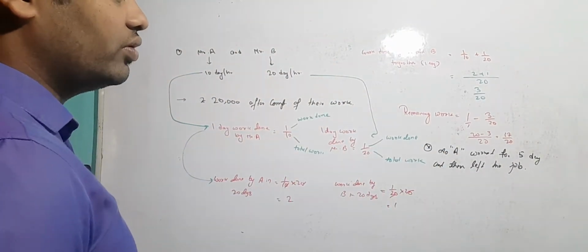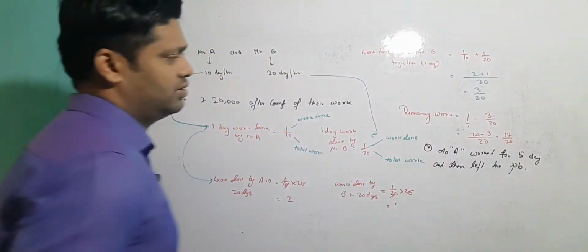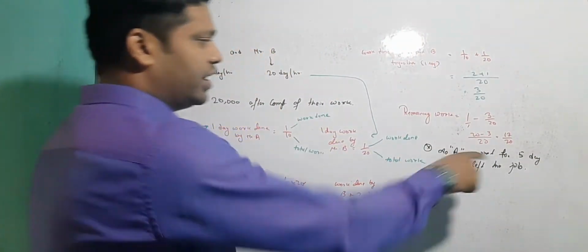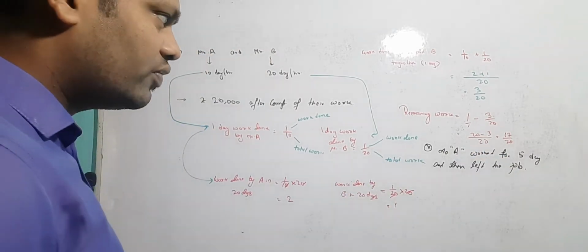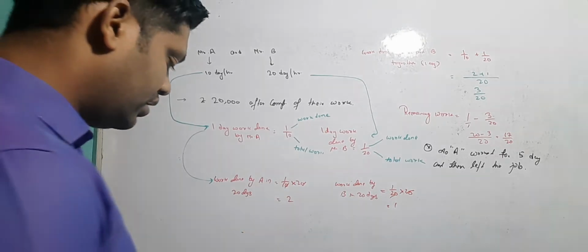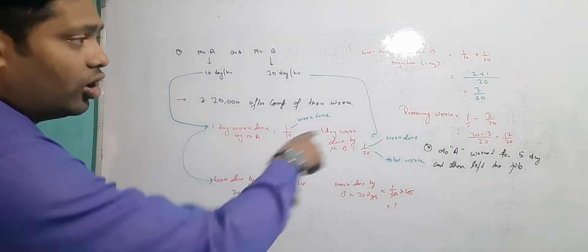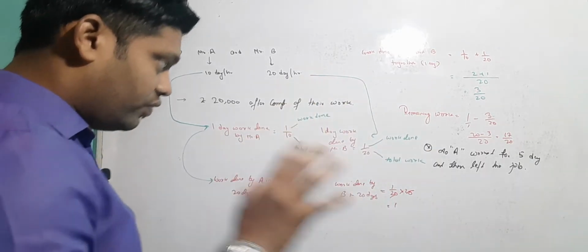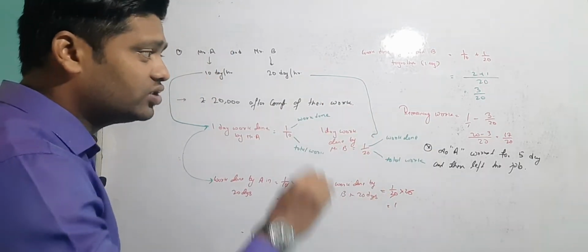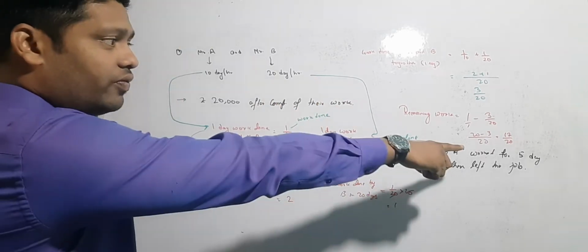Okay, A's 1 day work is how much? First, tell me how much work is still pending. This much is there, 17 by 20. Of that, A has worked for 5 days. So A has worked for 5 days, means in 1 day how much is he working? In 1 day, sir, A used to work 1 by 10. How many days has he worked? 5 days. Okay, we'll see that in 5 days how much he has worked. This is the work done by A in 1 day. He's worked for 5 days.